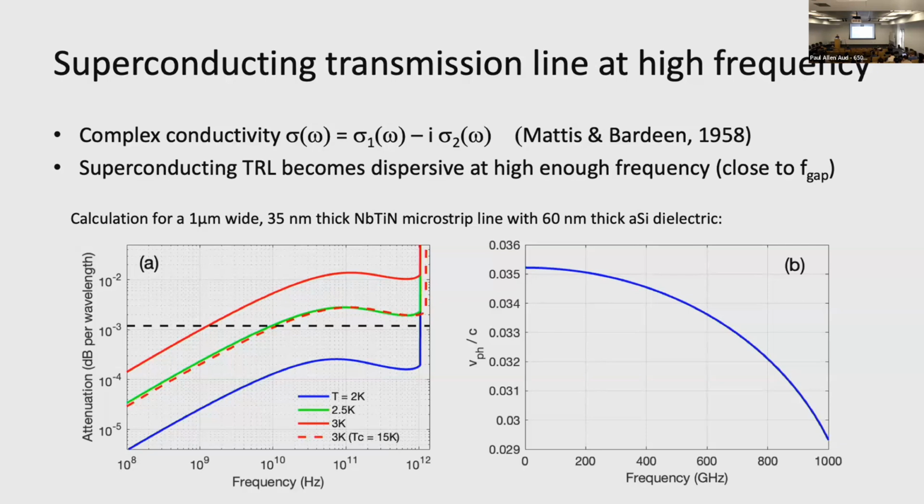The frequency dependence of the complex conductivity also adds some dispersion at high frequency as you approach the gap frequency. So the transmission line is no longer completely dispersionless, and this will end up limiting the bandwidth that we can get for our amplifiers.